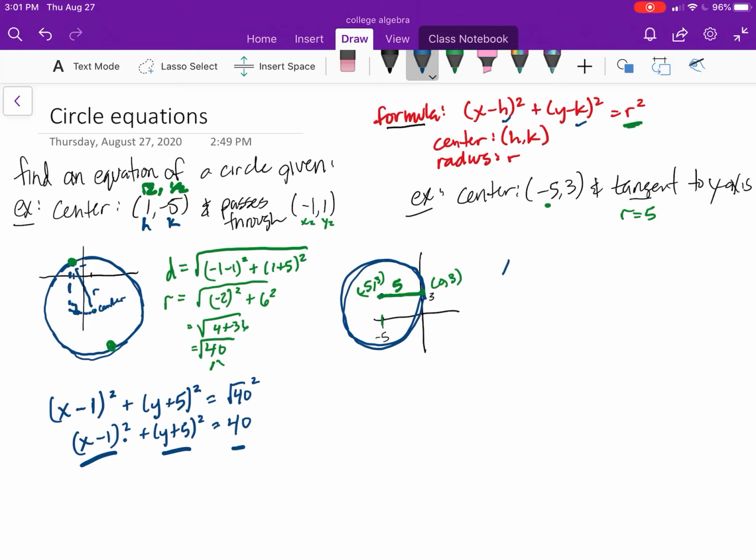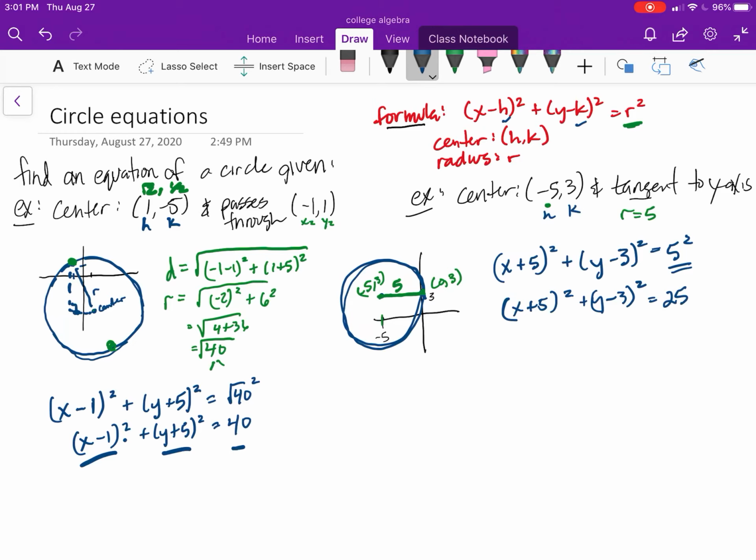X minus h, so x minus, this is h, this is k, minus a negative 5 becomes plus 5, squared, plus y minus 3, that's k, squared, equals r, which is 5, 5 squared. So the only thing we ever need to do is simplify this if possible, and 5 squared is 25, so might as well do that. And there we go: x plus 5 squared plus y minus 3 squared equals 25.